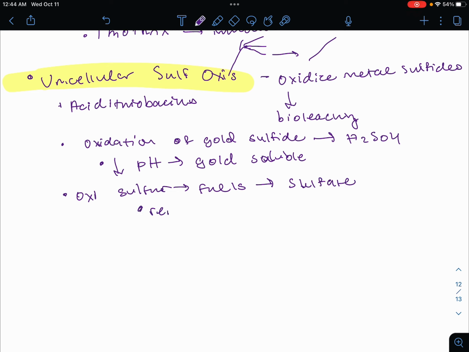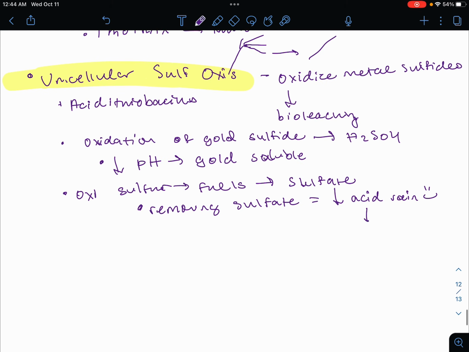And removing sulfate will equal less acid rain. It's a good thing. We need to remove that sulfate. And acid runoff from acid rain, of course, could be as low as pH of 1, so extremely dangerous and corrosive.